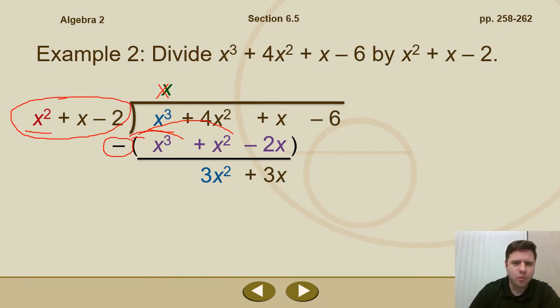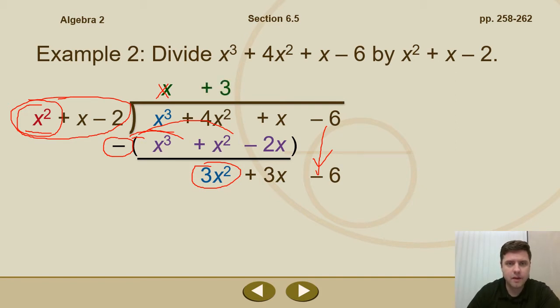Okay, now at this point, by the way, we're going to bring down our negative 6. Sorry, almost forgot to say that. So this negative 6 is brought down just like we would in a long division problem. Now we ask again, what is it that we need to multiply this x squared by in order to get 3x squared? Well, it just needs a 3 out front, right? So all we have to do is put a plus 3.